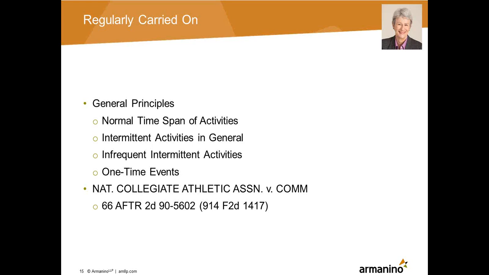The Internal Revenue Service came in and said, look, your normal time span of activity is this tournament. However long this tournament goes on, that's the normal time span. And since you are having advertising activities throughout that entire time span, then it's regularly carried on. The NCAA folks said, no, a basketball season is a lot longer than that. So we're not performing our advertising activities the whole time. And plus, the prep work for the advertising isn't included in the time that we're spending. So the NCAA folks prevailed in that case.